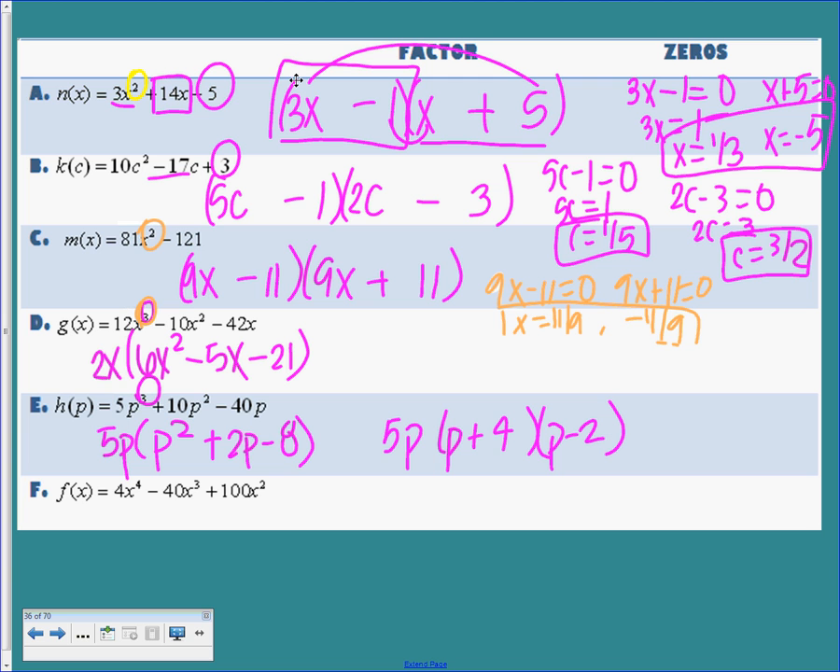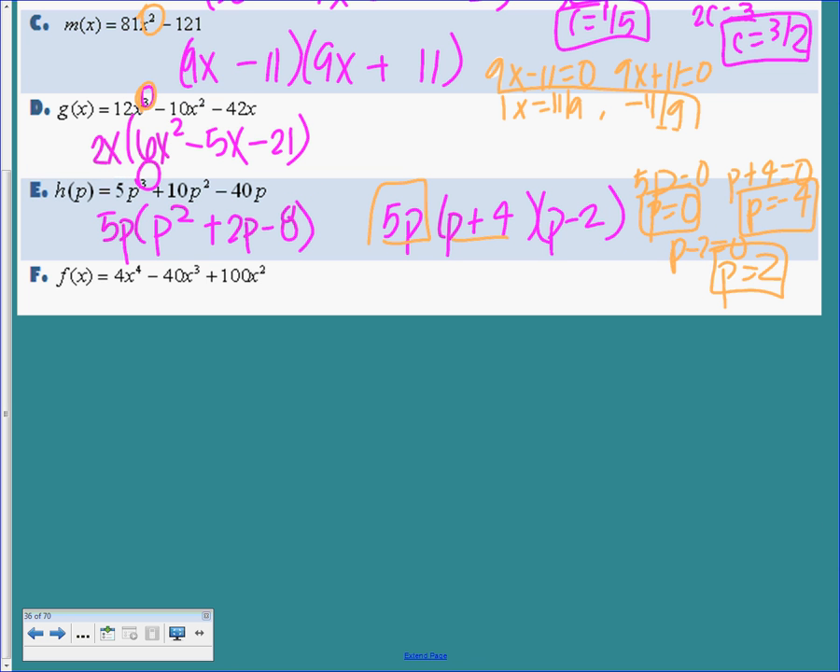Now I'll get my zeros, so set each one equal to 0. The first factor is the 5p, don't forget about that. So that's going to give me p equals 0. My second one, p plus 4 equals 0, is going to give me negative 4. And the last one, p minus 2 equals 0, is going to give me p equals 2. So I've got negative 4, 0, and 2. So I got 3 zeros. I started with a degree of 3, so I should be all set.